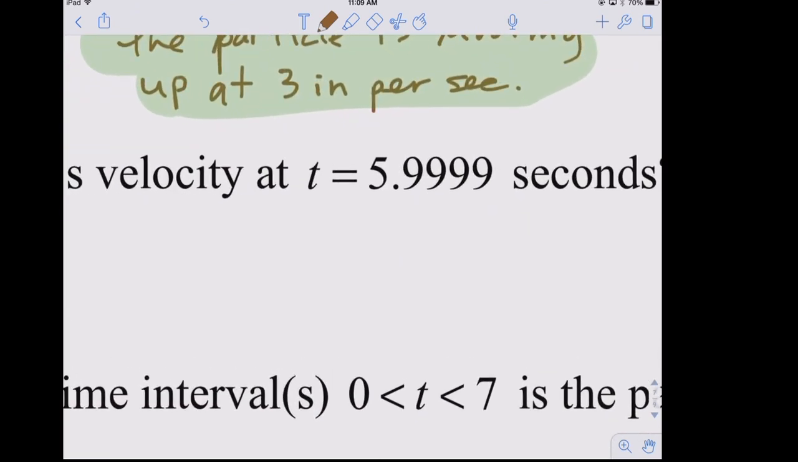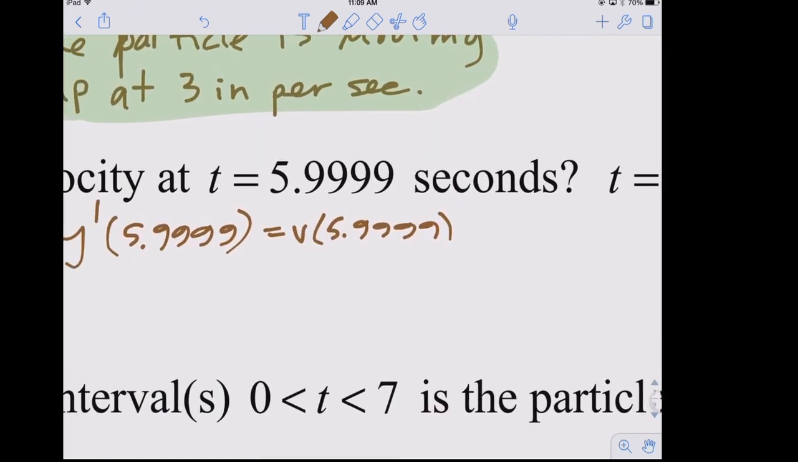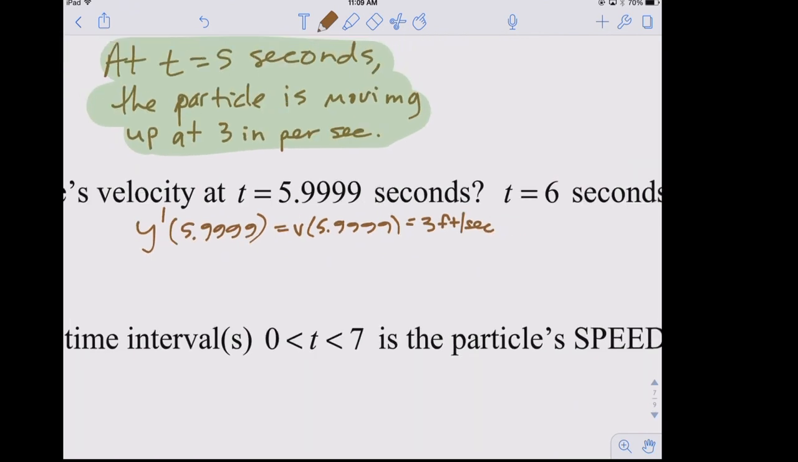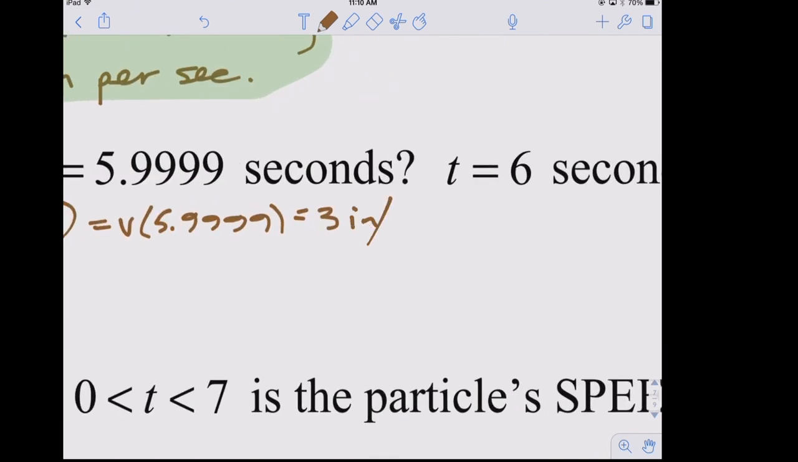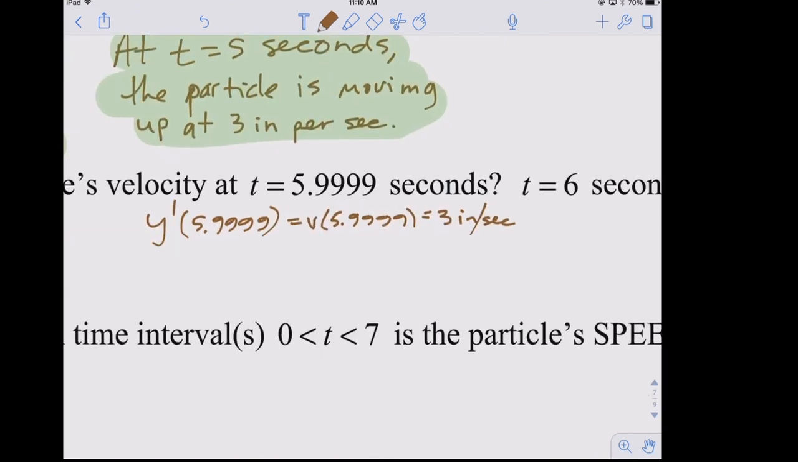So yes. Now here's what we say again. Let's do y prime of 5.9999 equals v of 5.9999, which equals 3 inches per second. Did it say to justify? It does not say to justify. So in this case, you could just leave it like that. As long as it's tied to the right notation, you could just leave it like that. They would expect you to know it's the same as the previous, so you wouldn't have to set up the difference quotient all over again and reinvent the wheel.